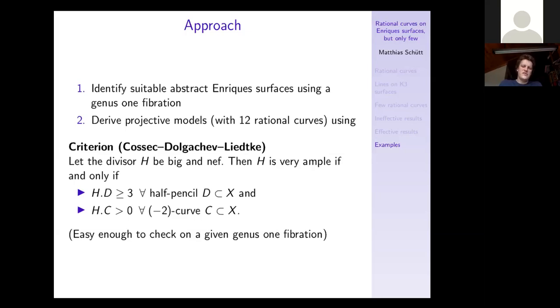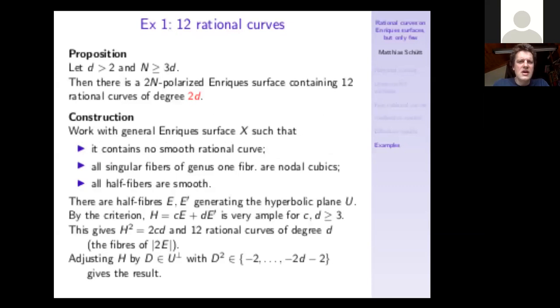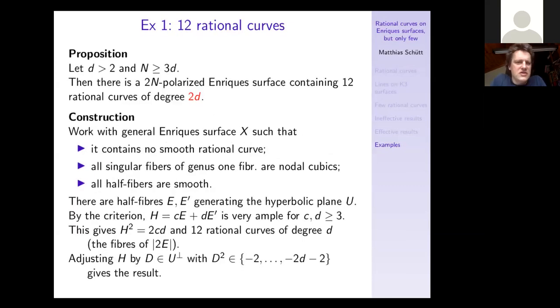And the advantage of genus 1 fibrations is that this is usually easy enough to check, because all curves appear as fiber components and multisections. So you get a pretty good grasp of them. So this is the approach. And now let's see how to do this in practice.